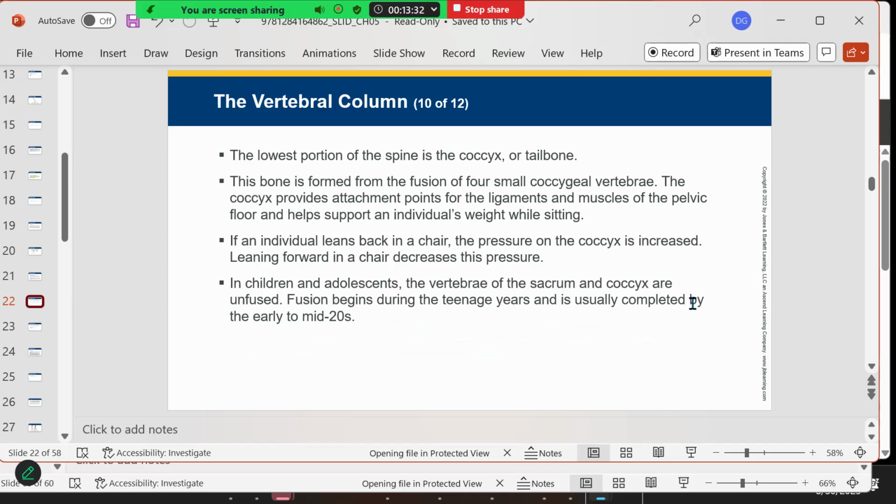Lowest portion of the spine is the coccyx or the tailbone. It's formed from the fusion of 4 very small vertebrae. If an individual leans back in a chair, the pressure on the coccyx is increased. Leaning forward decreases the pressure. That's why you might find yourself moving around in your chair to get comfortable from time to time. I certainly do. The vertebrae of the sacrum and coccyx are unfused in young people, but they begin to fuse and all come together, usually by the late teens or early 20s.